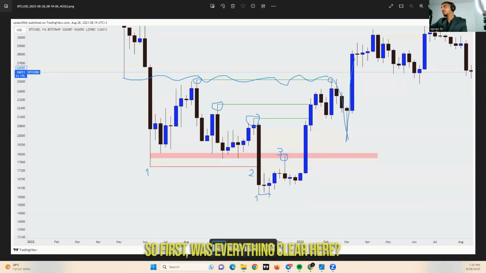Let's go. So first, was everything clear here? Do you see the Lions reversal that I was teaching? I'm also going to show you at the end of this, for those who stick to the absolute end, exactly how you can trade it. Okay, so here, this was a Lions reversal.